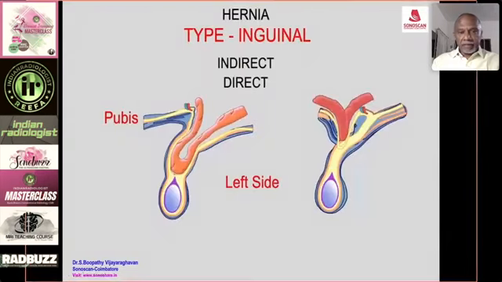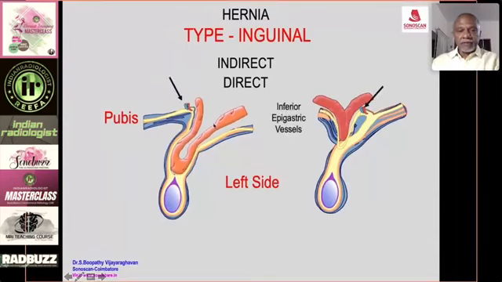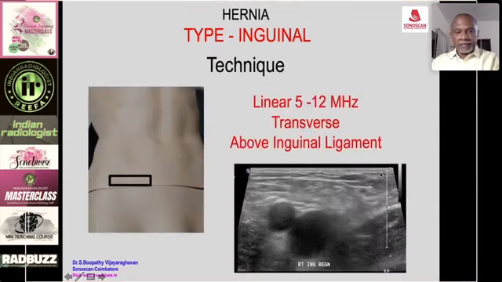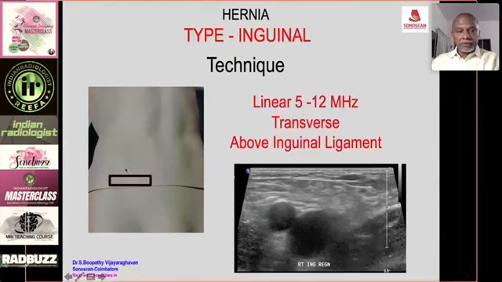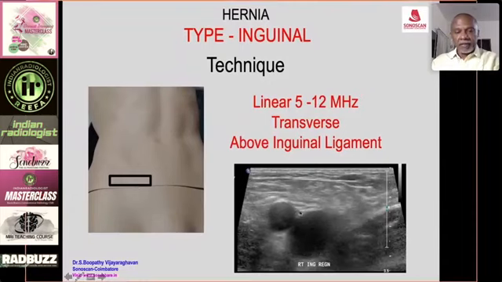Now coming to the inguinal hernia, there are two types, the indirect and direct. Now this is on the left side. This is the pubic symphysis, and you see the inferior epigastric vessels. So the indirect inguinal hernia, you get the hernia lateral to the inferior epigastric vessels. In direct, it occurs medial to the inferior epigastric vessels. So the technique is you use the 5 to 12 megahertz transducer, place it transversely over the inguinal region, just above the inguinal ligament. You will get the section.